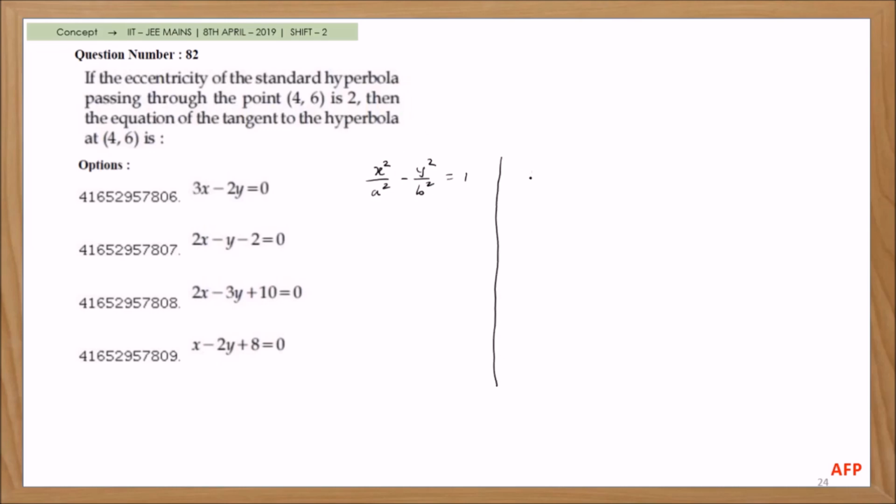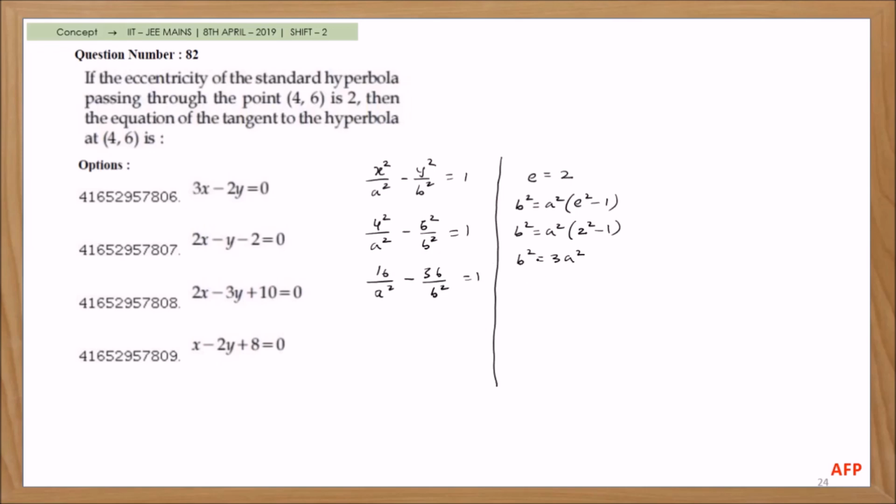Next, the eccentricity is given: e is equal to 2. The relation we have is b square is equal to a square into e square minus 1. This is one part. This standard hyperbola passes through this point, so we will substitute it: 4 square divided by a square minus 6 square divided by b square is equal to 1, that is 16 divided by a square minus 36 divided by b square is equal to 1. So b square is equal to a square into e square minus 1, where e square is 2 square minus 1, so b square is equal to 3 times a square.